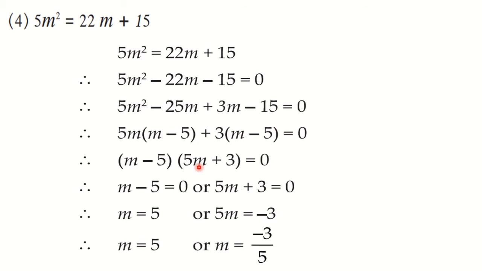That is why this method is called the factorization method. You are finding the factors of the given quadratic equation, and then you know that when the multiplication of two numbers is 0, then either of the numbers is 0. That means if AB is equal to 0, then A is equal to 0 or B is equal to 0. So we can write either or here. So m minus 5 is equal to 0 or 5m plus 3 is equal to 0. And from that we get the answer as m is equal to 5 or m is equal to minus 3 upon 5. So this way we got two roots here.